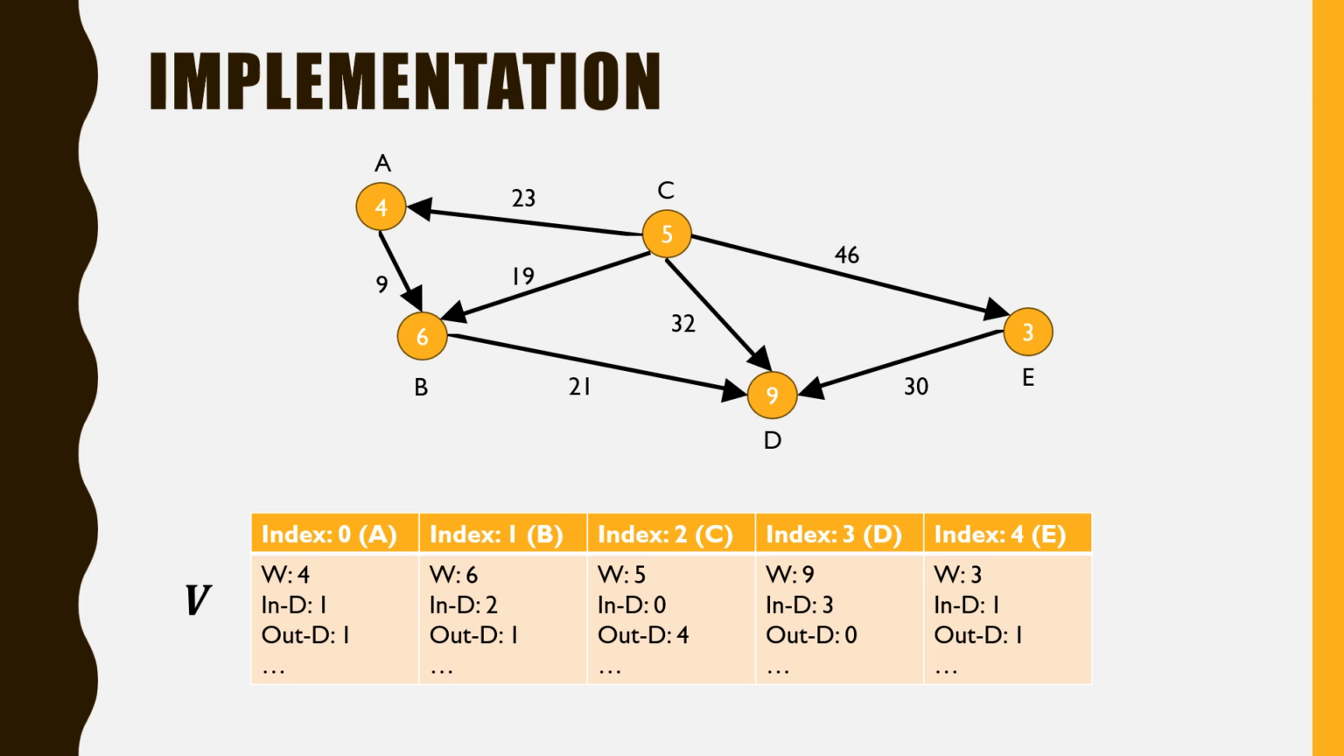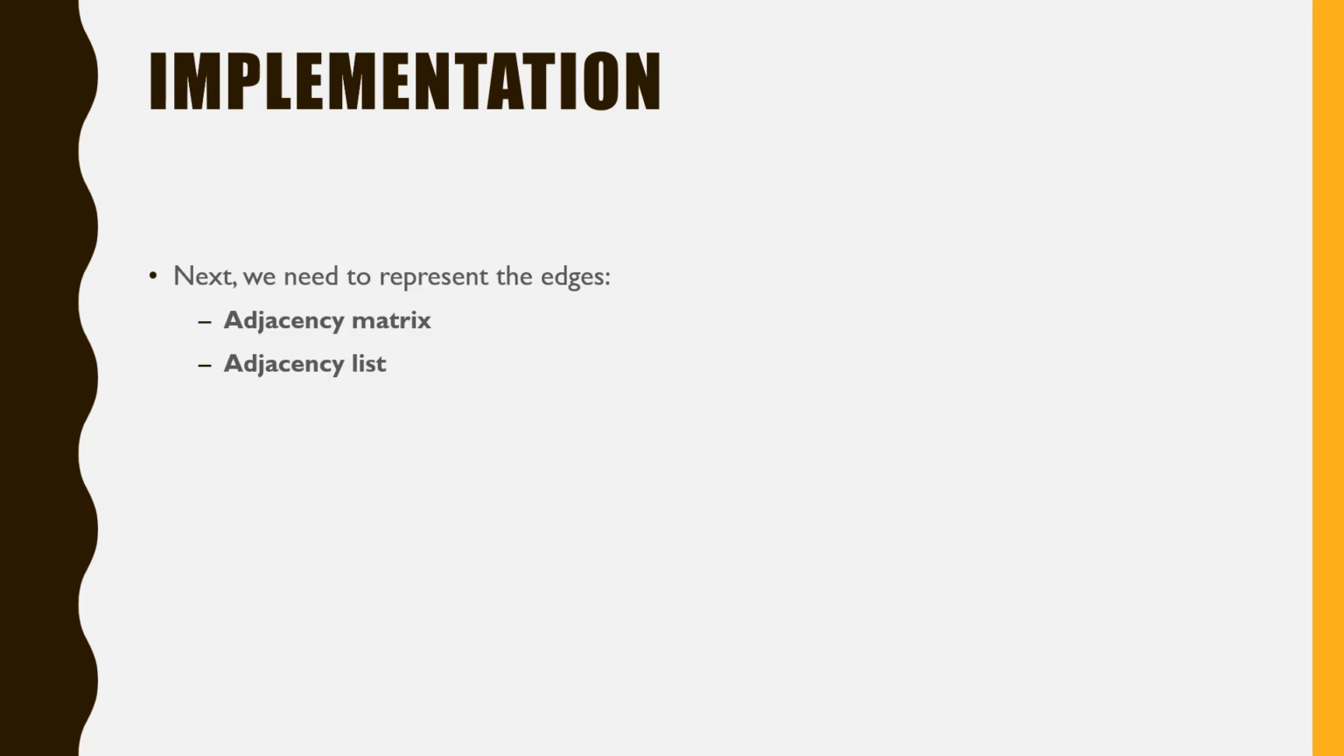For example, V0 represents node A, which has a weight of 4, an in-degree of 1, and an out-degree of 1. Additional properties can also be included as needed. Next, we can represent the edges in the graph using two common approaches: the adjacency matrix and the adjacency list. We will examine each approach in detail.